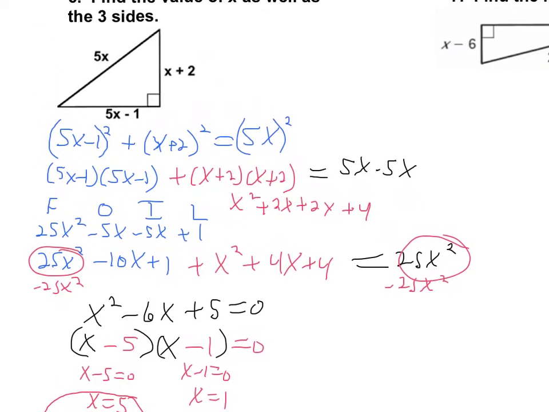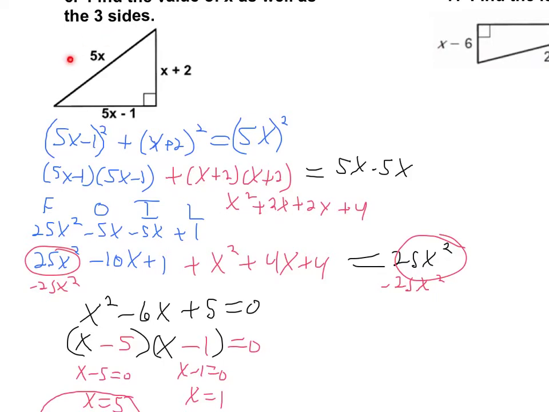What if x is 1? Well, that would mean this side is 5, this side is 3, and this side would be 4. Oh, it would be like a 3, 4, 5 triangle. Okay.